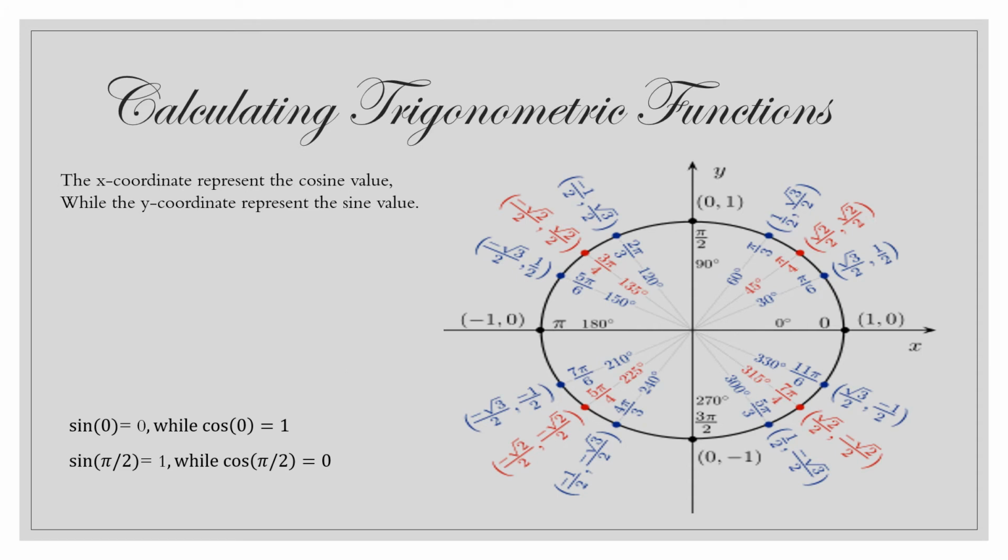How do we calculate trigonometric functions according to the trig circle? The x coordinate always represents the cosine function, while the sine is represented by the y coordinate.